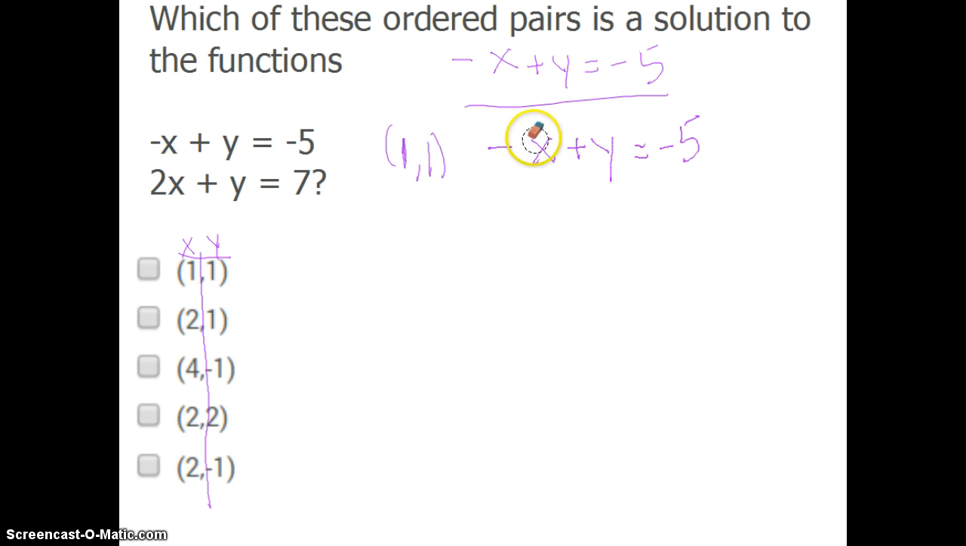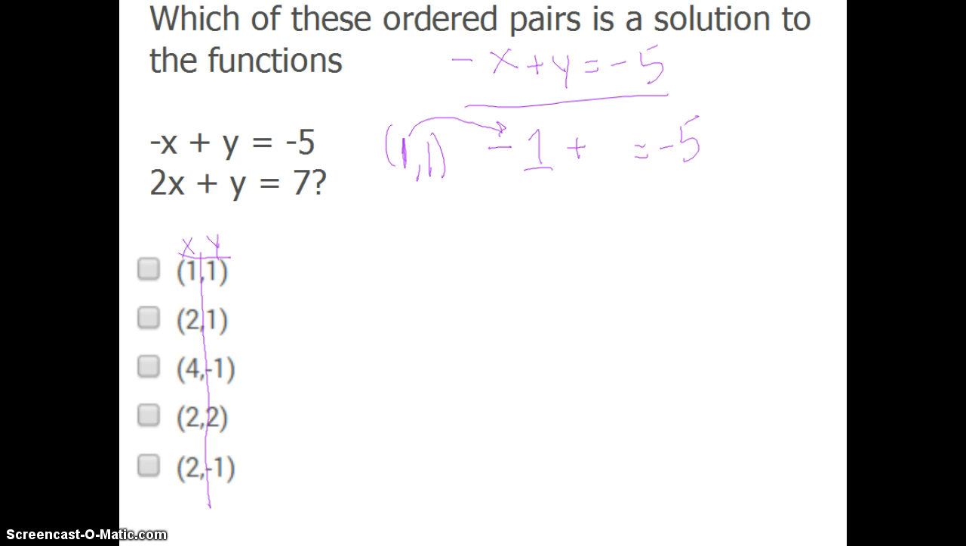Now, in this case, I'm going to replace the x with the first number in the ordered pair, which was the number 1. So that's now negative 1 plus, and then I replace the y with this number here. So this number goes here. All right, so I'm replacing y with the number 1.